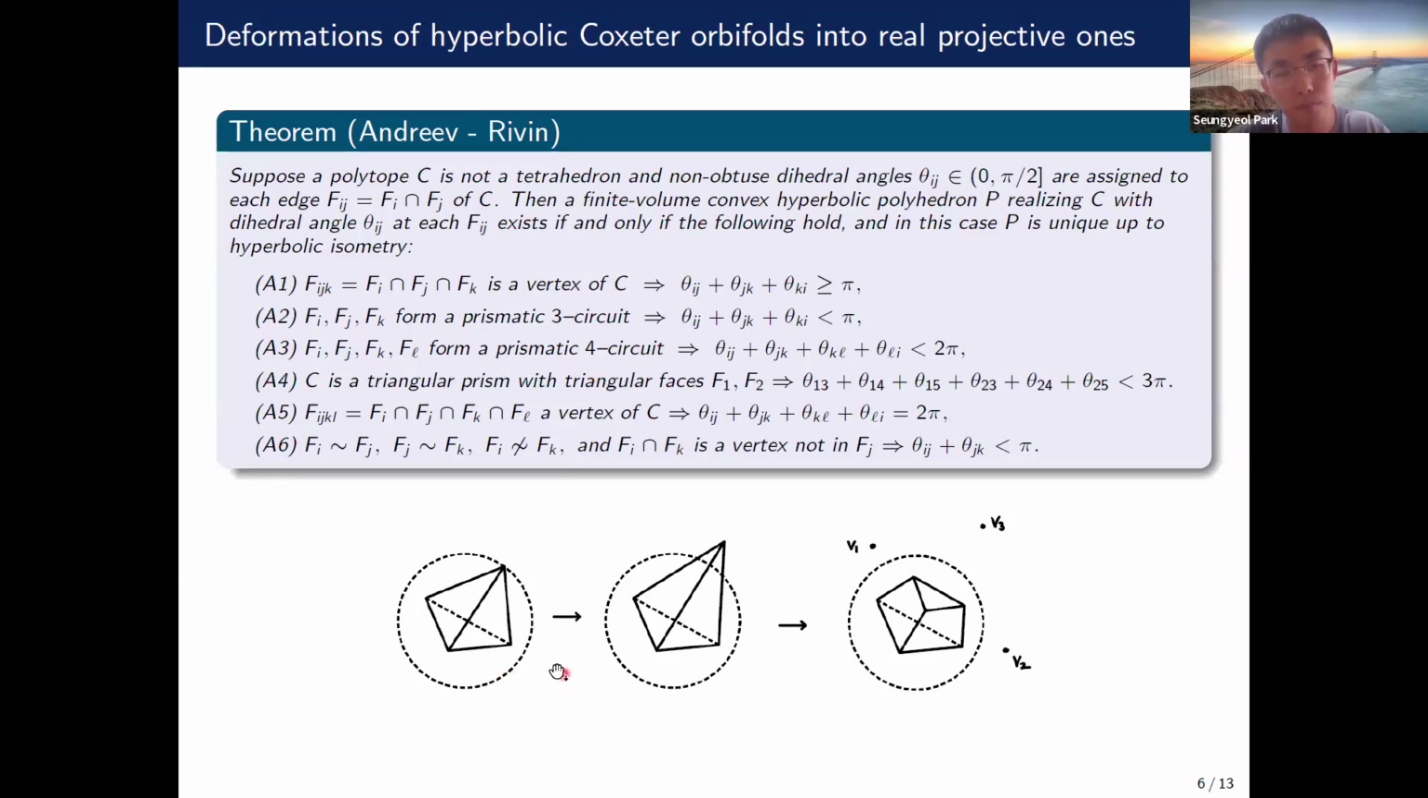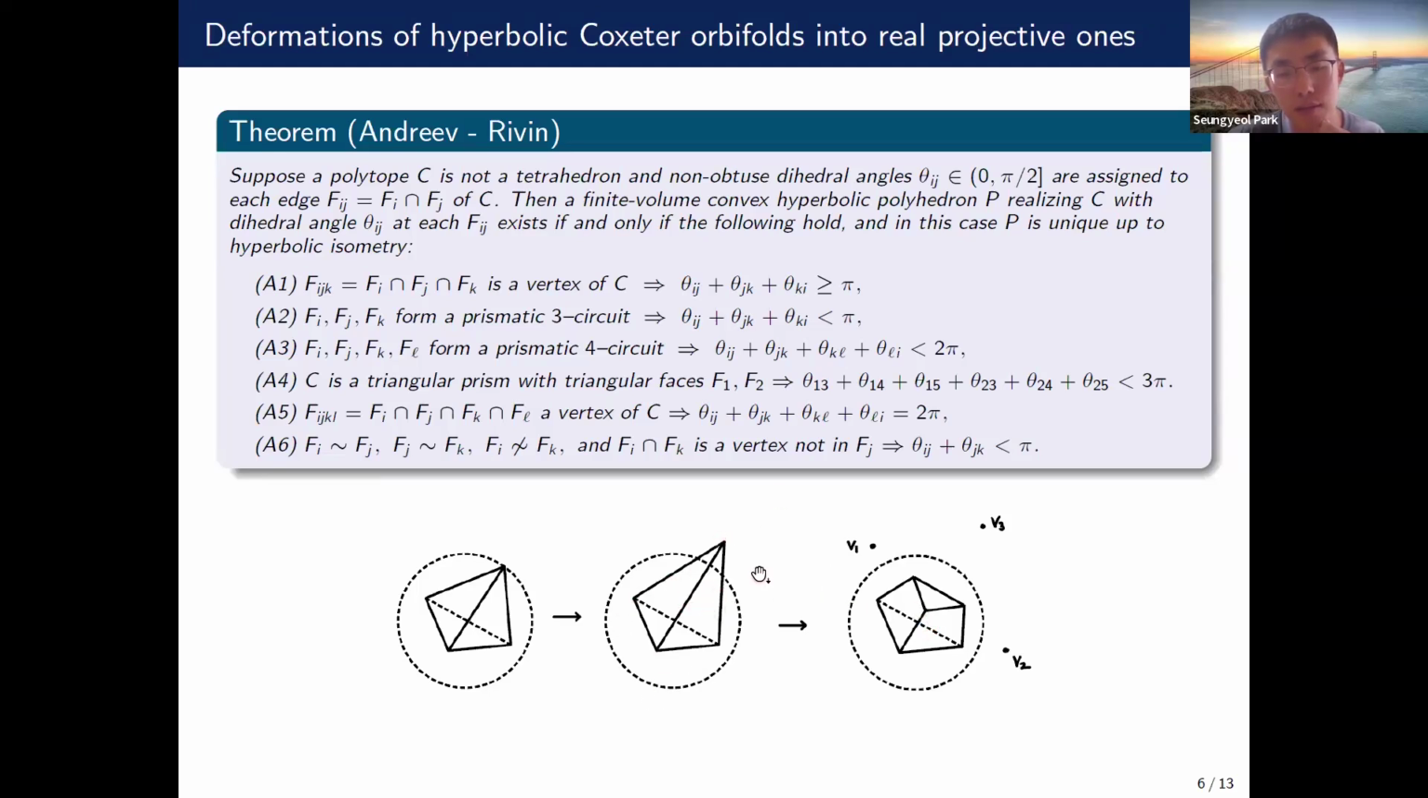And then suppose that we know the deformation space around that point, so that we have a path passing through the hyperbolic structure, along which we are basically deforming that hyperbolic structure into a real projective structure, which is no longer hyperbolic. And then we obtain a new real projective structure on the same orbifold.